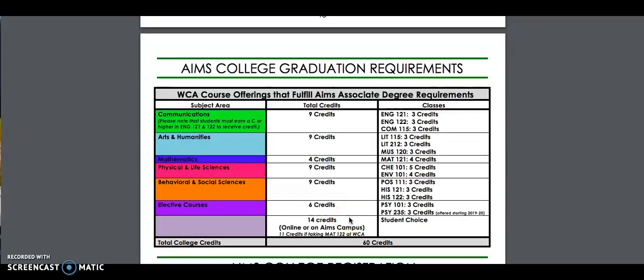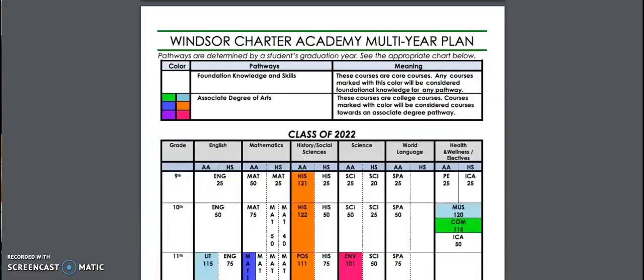Starting in the fall of 2018, we will be offering students the opportunity to take 14 college credits either online or on the Ames campus. And those are eligible for 11th and 12th graders. So once you're driving, you can sign up for these, and there's some extra steps, but just know that that is kind of how you can pursue the associate's degree.